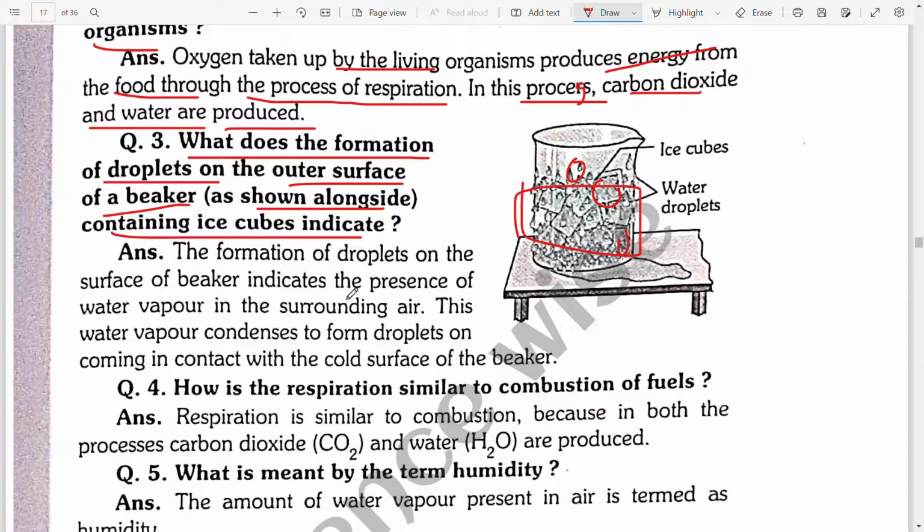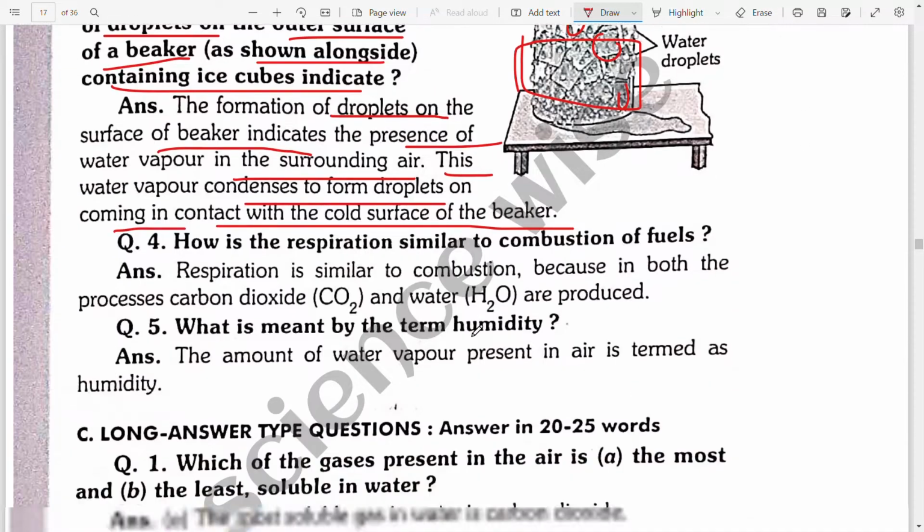So answer is the formation of droplets on the surface of the beaker indicates the presence of water vapor in the surrounding air. The water vapor condenses to form droplets on coming in contact with the cold surface of the beaker.